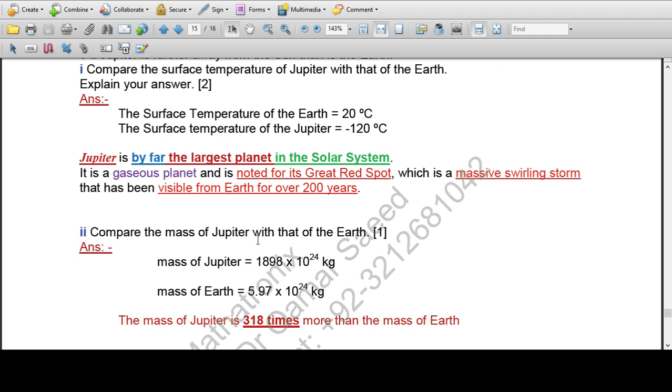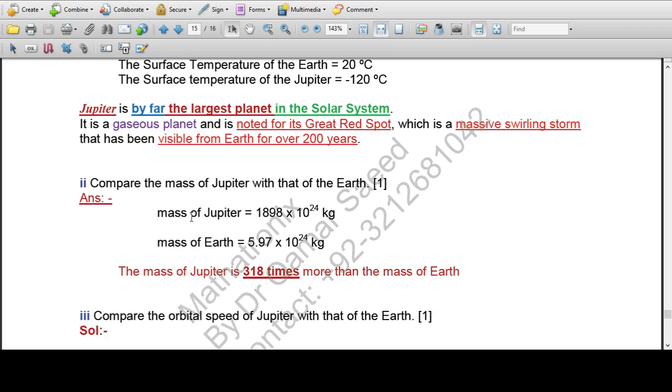Compare the mass of Jupiter with that of Earth. The mass of Jupiter is 1898 into 10 raised to the power 24 kg, while the mass of Earth is 5.97 into 10 raised to the power 24 kg. So if we divide, the 10 to the power 24 cancels out, and the ratio is 318 times.